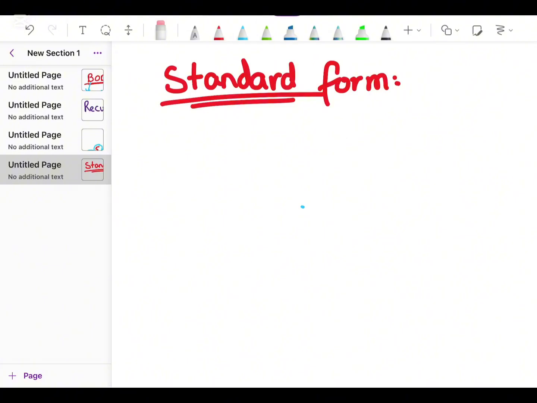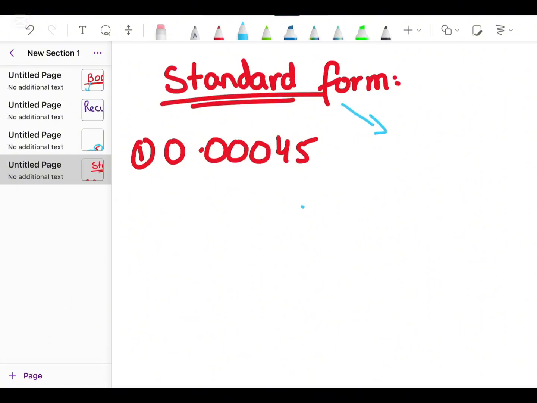So starting with the basic concept, for example, I have taken one question: 0.00045. Now I need to convert this number into standard form. The general form of standard form is like this. This is the general form. So we need to convert this number like this. Rule number one, please note down all the important points in your notebook, so it will be helpful later when you revise this topic again. Rule number one is that the decimal point must be after one digit.